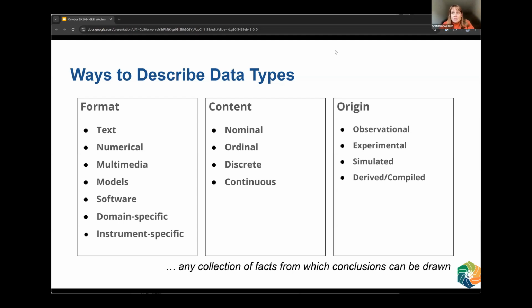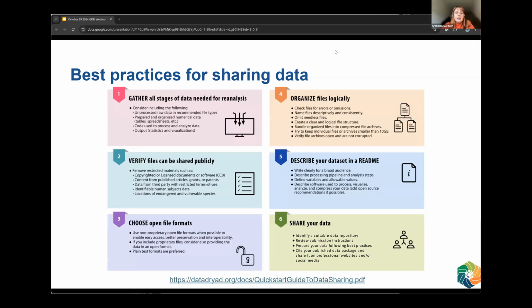But because it's so diverse, we have a lot of different aspects to think of when we share it. So on the next slide, you'll see, once we know what our data is, we can go through some steps to share it in a way that's FAIR: findable, accessible, interoperable, and reusable. These steps actually came from Dryad, 6 steps to get to that point. And I'm going to go through each one in a little more depth.